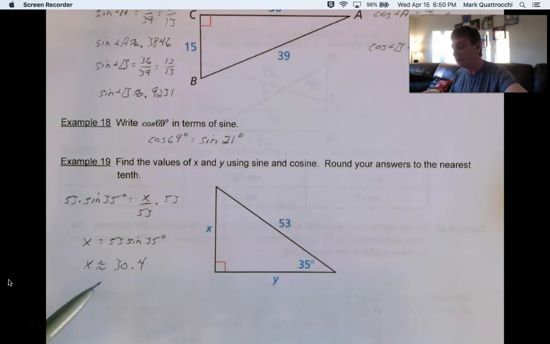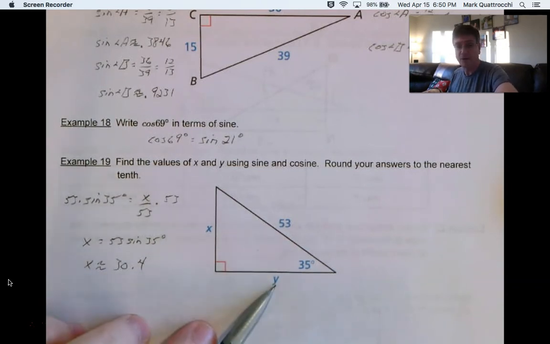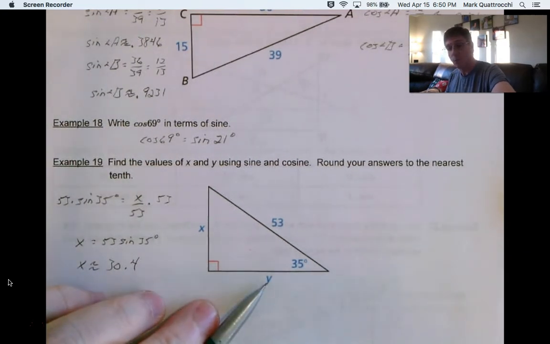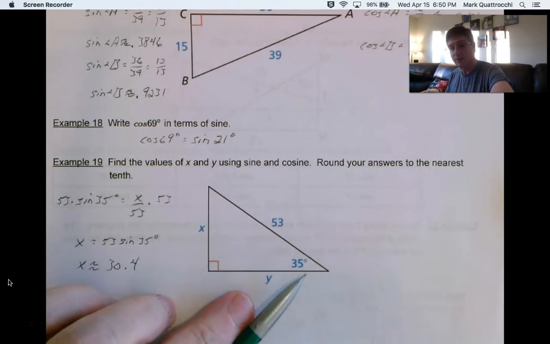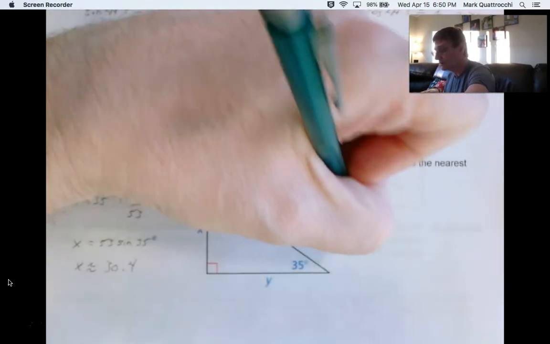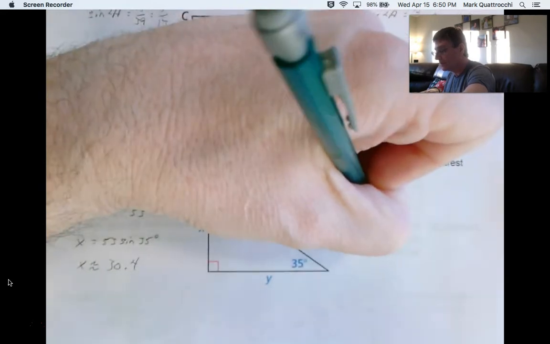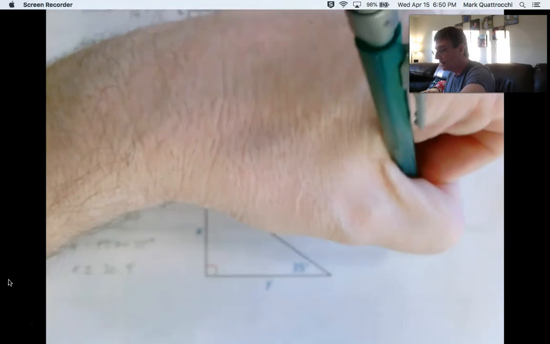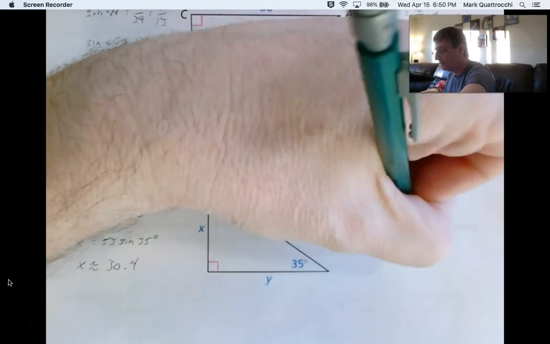Now I could, if I wanted to, use Pythagorean theorem to find the value of y, but the directions say use sine and cosine, so we're going to use cosine this time because y is adjacent to the 35. I'm still going to use the 53, which is the hypotenuse. Cosine 35 degrees equals y over 53.